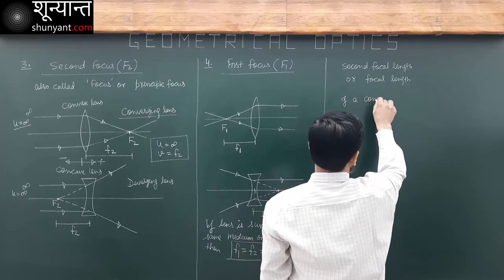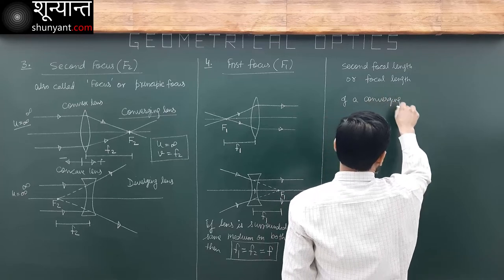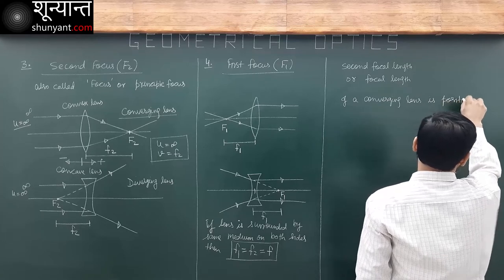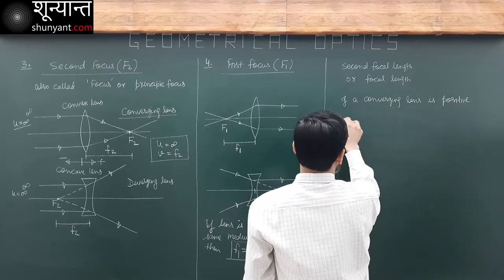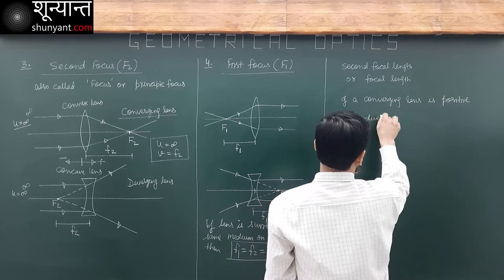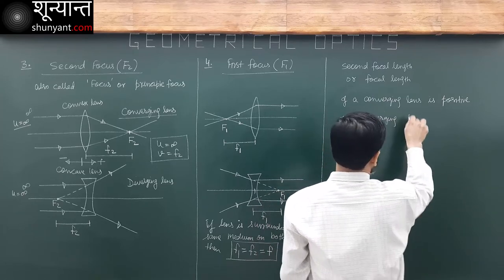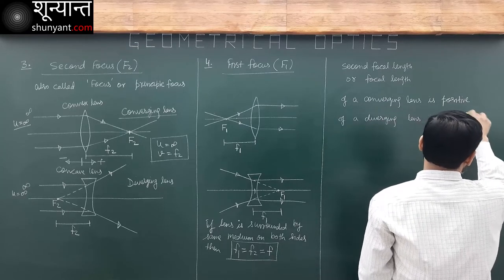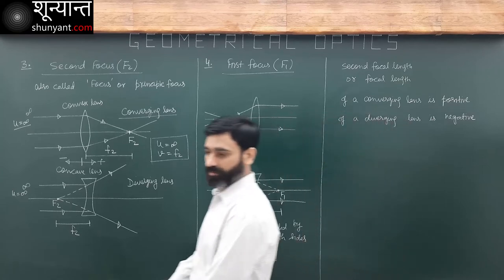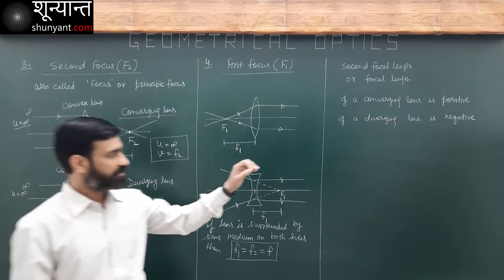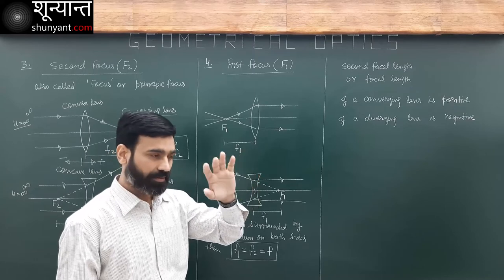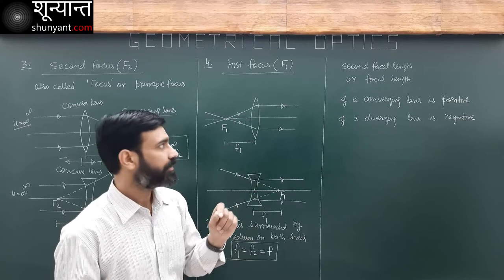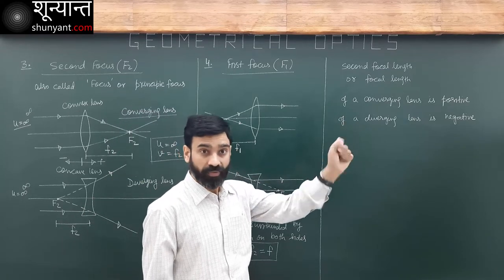Focal length of a converging lens is positive, of a diverging lens is negative. Okay. Note down this point. I am not saying convex lens. A very fine difference. I am not saying that focal length of a convex lens is positive.